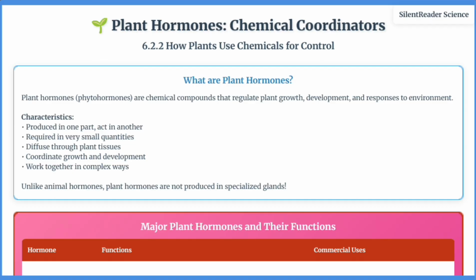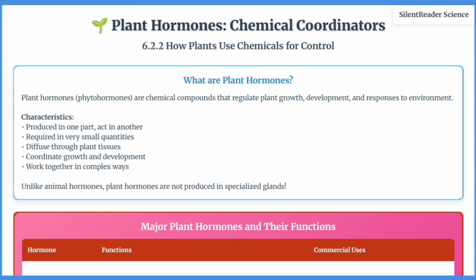Cytokinins promote cell division and are found in areas of rapid growth like fruits and seeds. Abscisic acid inhibits growth, closes stomata during water stress, and maintains seed dormancy. Ethylene promotes fruit ripening and leaf fall. These hormones work together in complex ways. Some promote growth while others inhibit it, creating perfect balance.